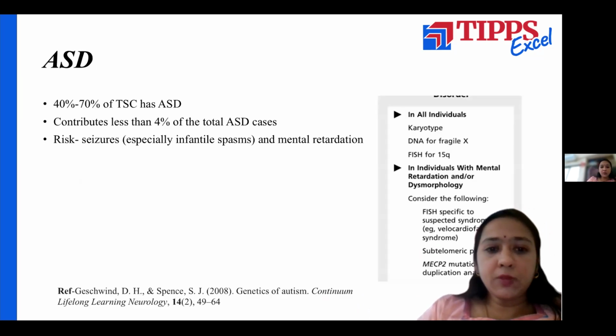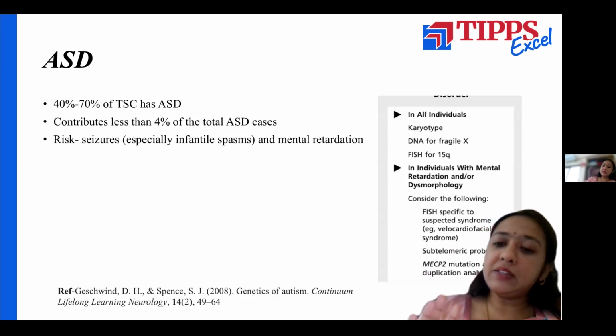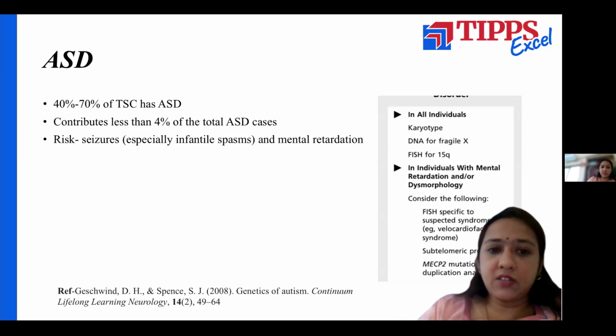So now coming to autism spectrum disorder, nearly 40 to 70 percent of tuberous sclerosis children have ASD, but it contributes to less than 4 percent of the total ASD cases. So overall contribution is less, but when you consider, for example, 100 children with tuberous sclerosis, nearly 70 percent of them show ASD features. And the risk factors, as I already mentioned, are especially uncontrolled seizures, infantile spasms, and intellectual deficit.